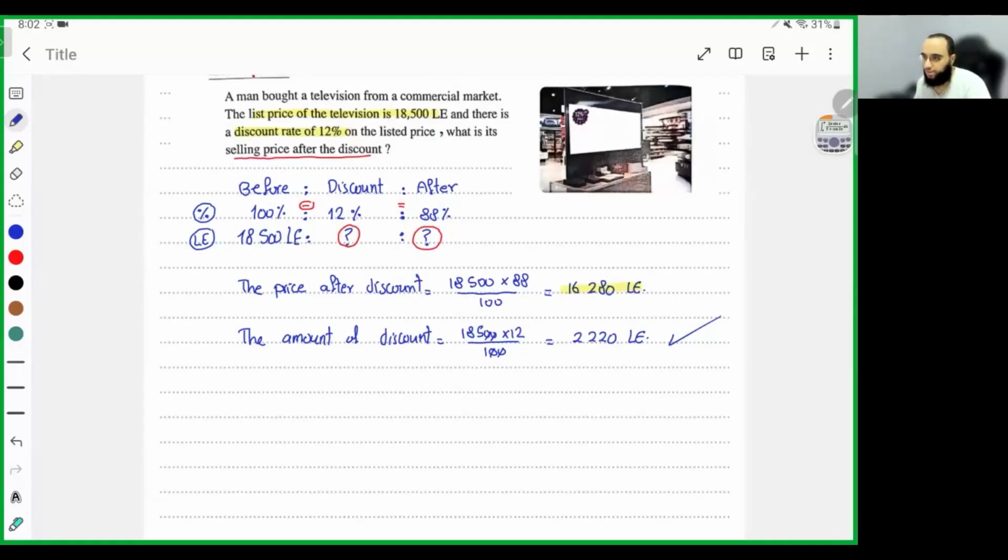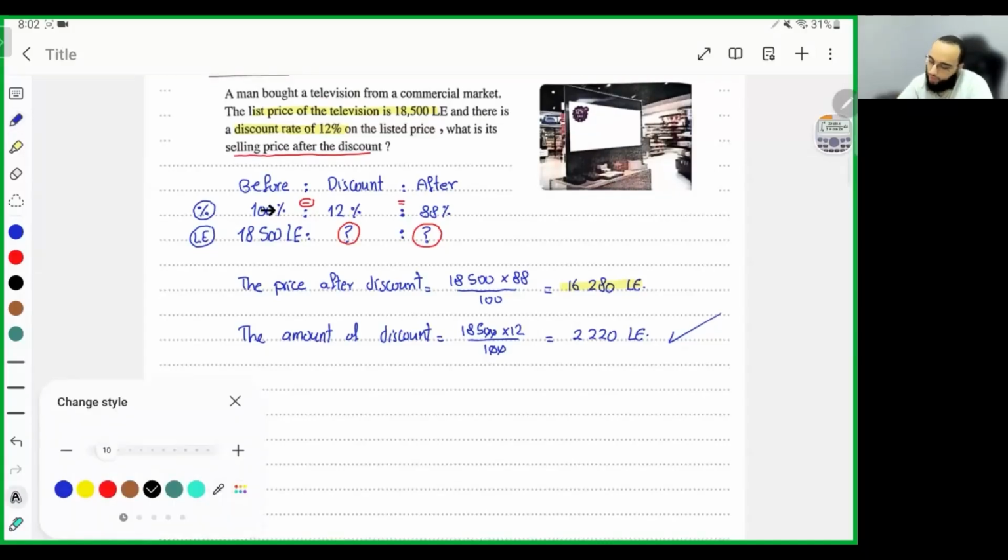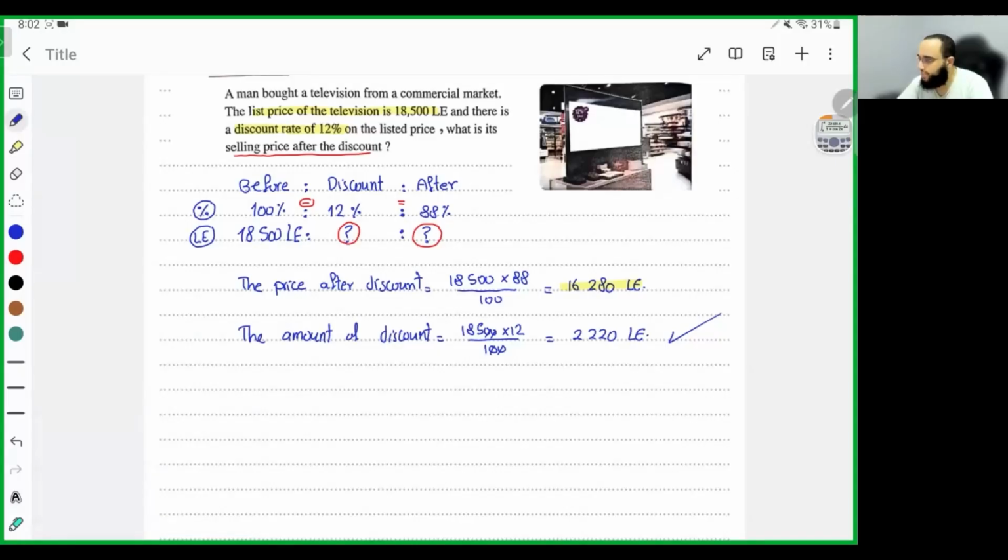Okay, thank you. 88 is actually the subtraction of 12 from 100. You know the discount is subtracting money. The discount is decreasing the price. Then you have to subtract. The discount is decreasing the money, then you have to subtract. Okay? This part is always 100.